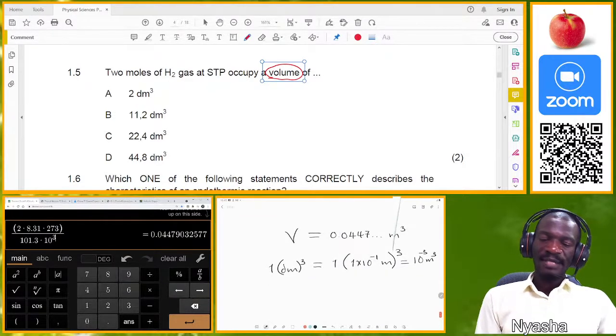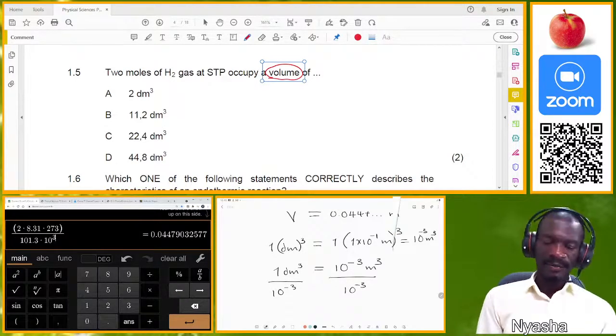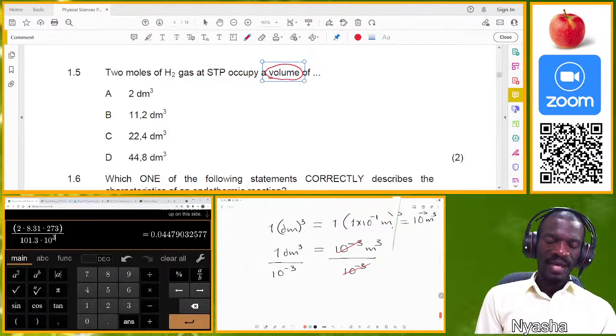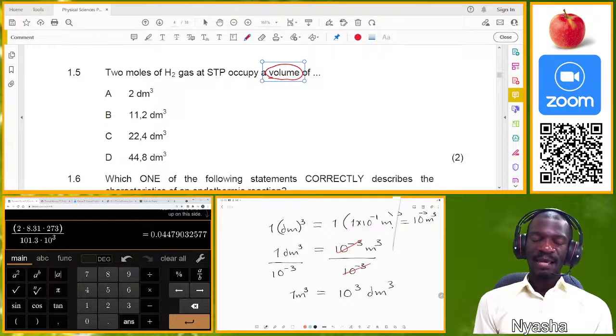This equation says 1 dm cubed is equal to 10 to the minus 3 m cubed. If you divide both sides by 10 to the minus 3, these will cancel out, and you will find that 1 cubic meter is actually equal to 10 to the power of 3 dm cubed.